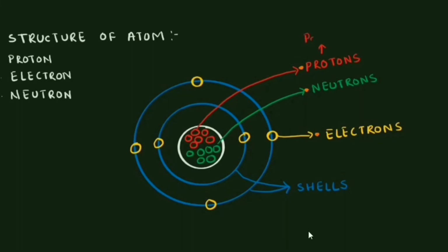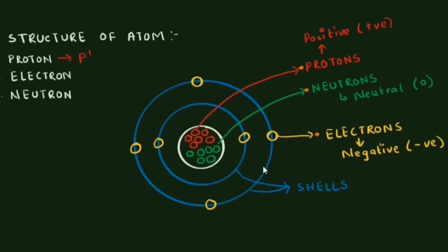The protons are positive in nature. They have a plus charge, so they are positive. And then we have our electrons. They are negative in nature, which means they have a minus charge. And then finally we have our neutrons. They are neutral in nature. They don't have any charge at all. The protons are represented as P+, the electrons are represented as E- because they have a negative charge, and neutrons as N0, they have no charge at all.